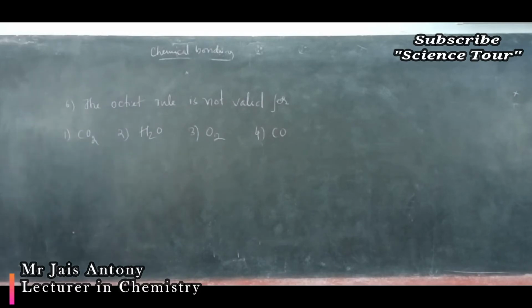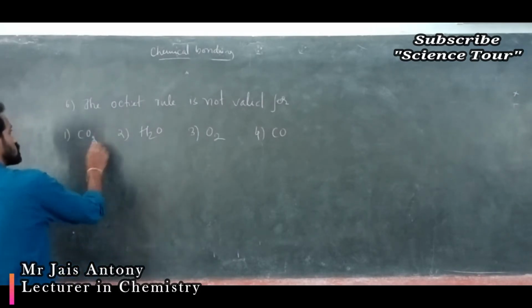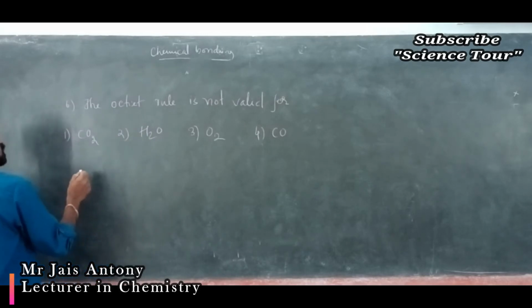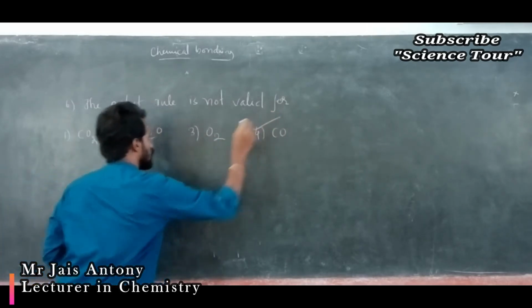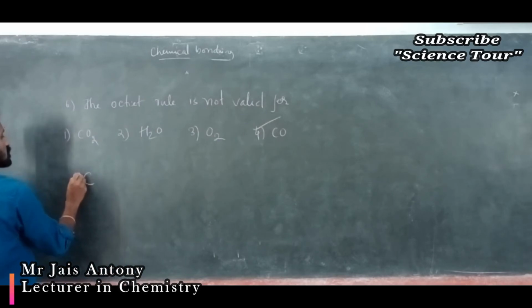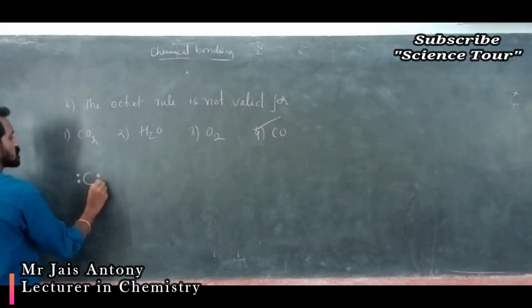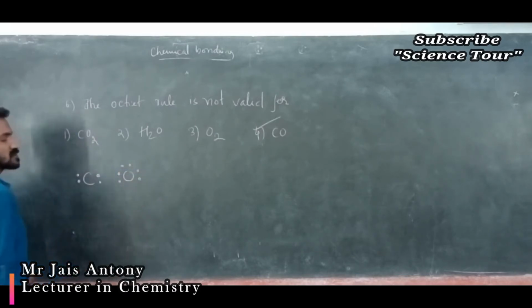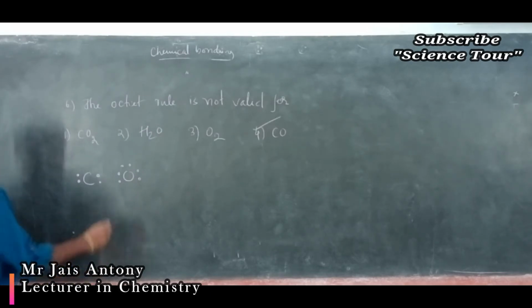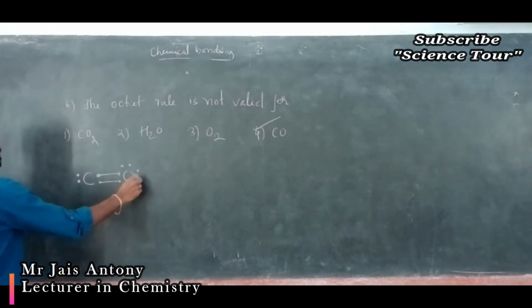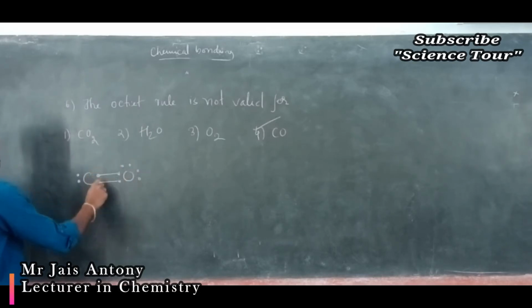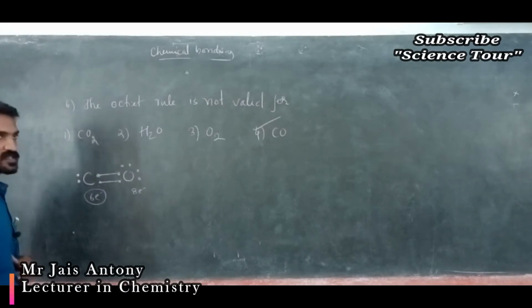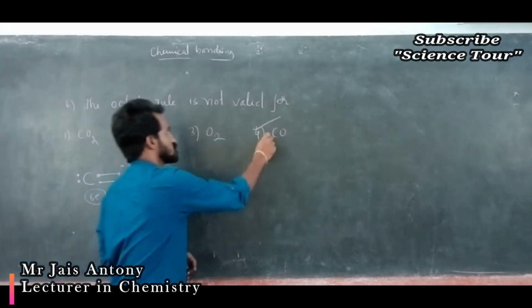Okay, my dear students, next question. The octet rule is not valid for carbon dioxide, water, O2, CO. I will give you the answer: it is 4. Why? In carbon monoxide, carbon has 4 valence electrons and oxygen has 6 valence electrons, 1, 2, 3, 4, 5, 6. Here 2 electrons get shared. So this oxygen becomes 1, 2, 3, 4, 5, 6, 7, 8, 8 electrons. But carbon becomes 1, 2, 3, 4, 5, 6 electrons. So in this case carbon is not satisfying the octet rule. So carbon monoxide is not valid for the octet rule.